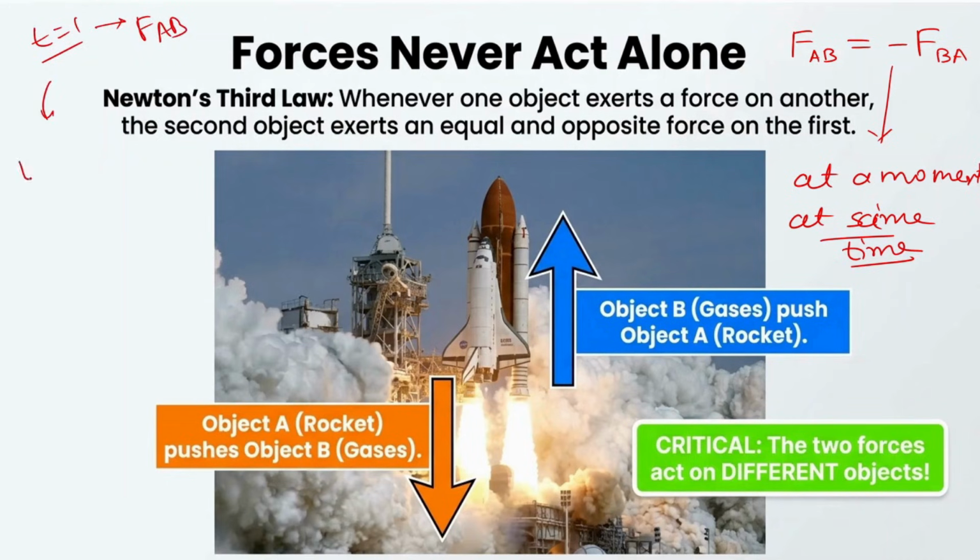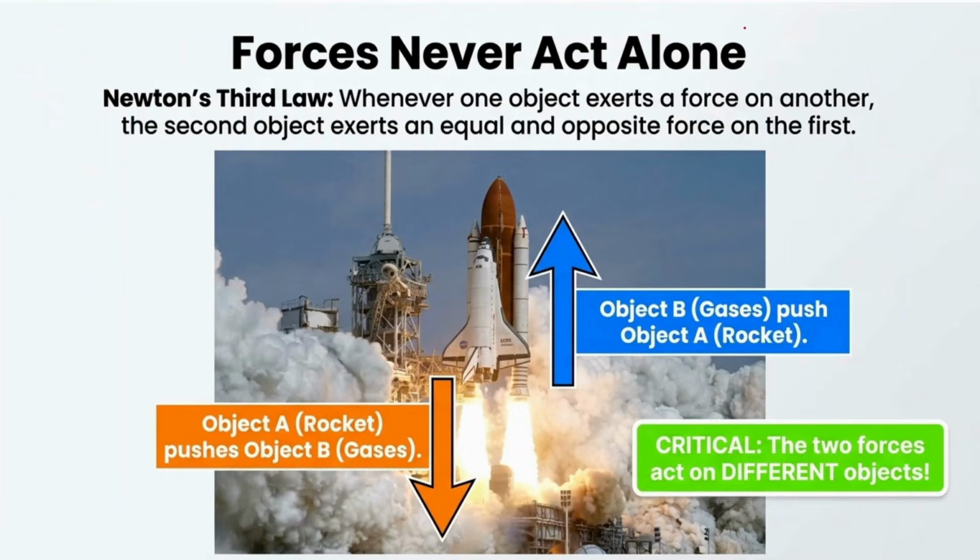Not that at t equal to 1 second one object experiences some force F_AB, and then after some time, at 5 seconds, the B object gets some force. No, it's not. They experience the same force at the same time. So keep in mind, the forces are the same, but in the opposite direction, and both forces are not on the same object, they are on different objects at the same time.